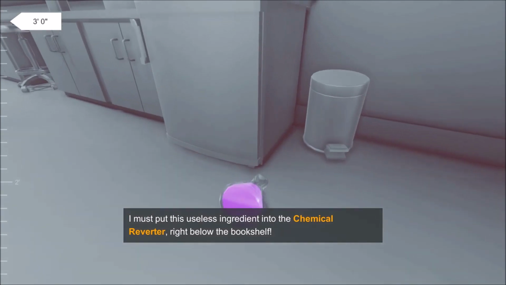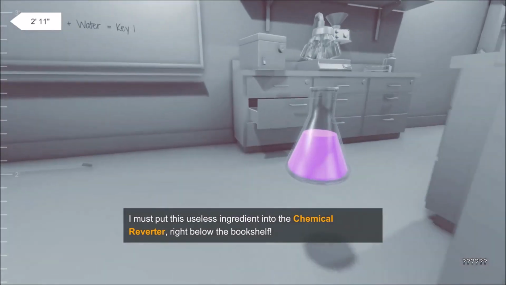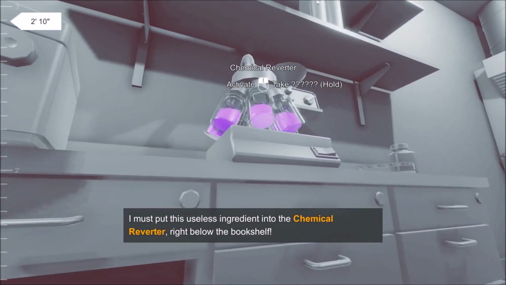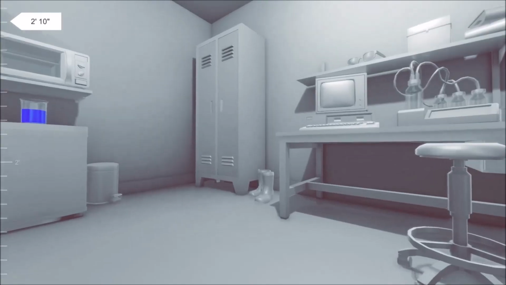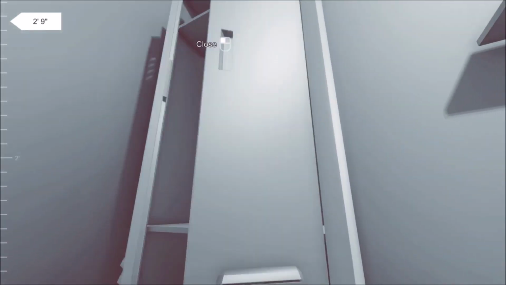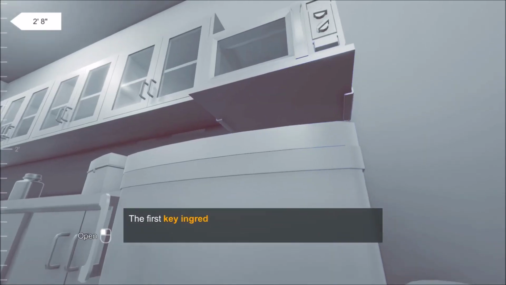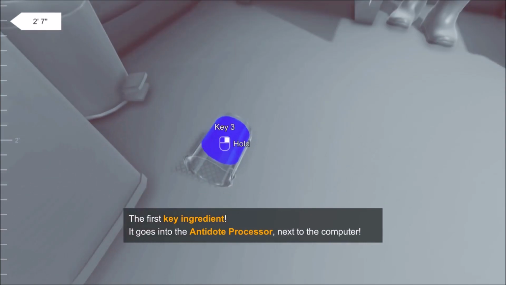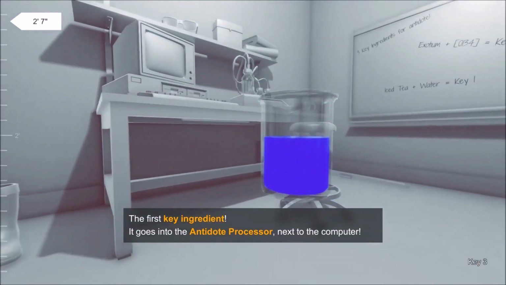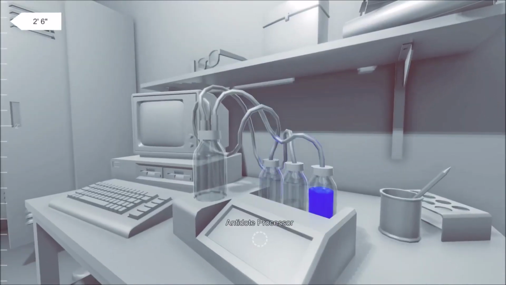Okay, so I've got to put that in the chemical reverter. All right. Okay, there we go. There's nothing in there. First key ingredient goes into the antidote processor next to the computer. Okay. Which is there.